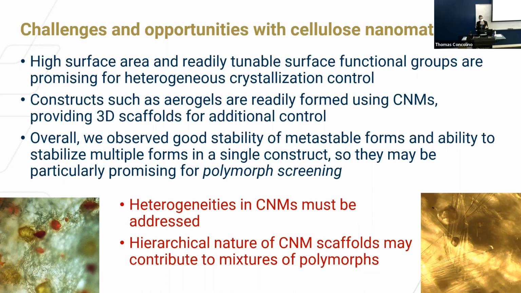But we still have remaining challenges in these heterogeneities from cellulose nanomaterials because they come from natural sources that will need to be addressed if it's used to make drugs for actual production. And the hierarchical nature of these scaffolds, so having some small pores, some medium pores, some large pores, could also contribute to the mixture of polymorphs.